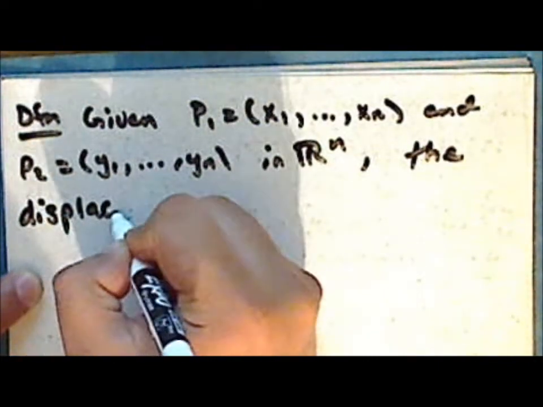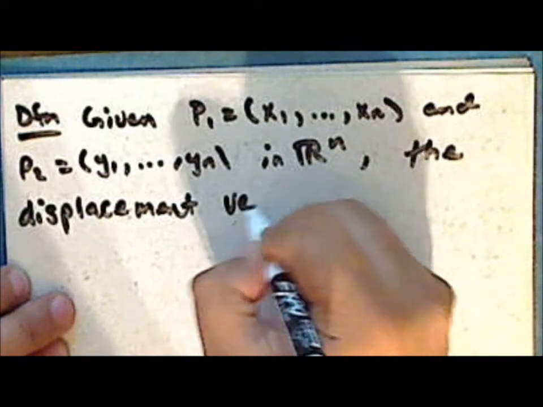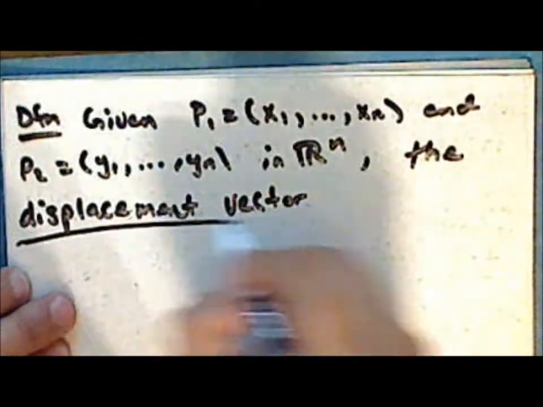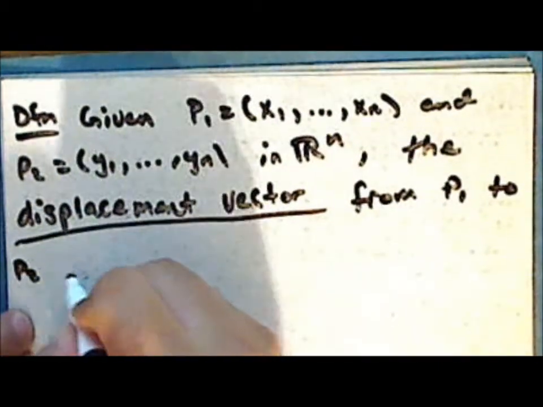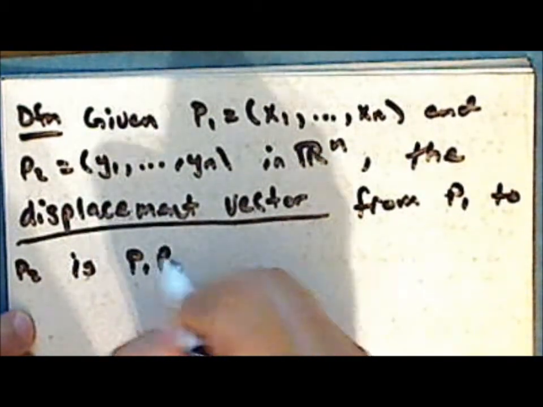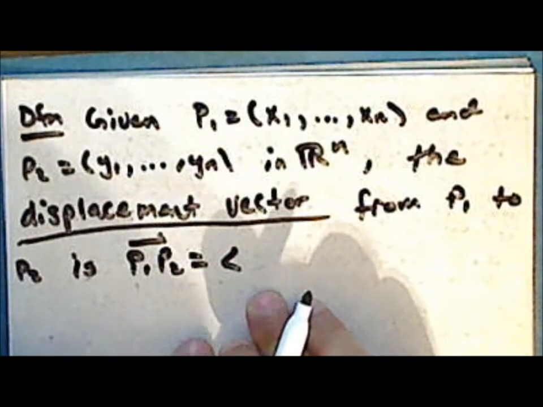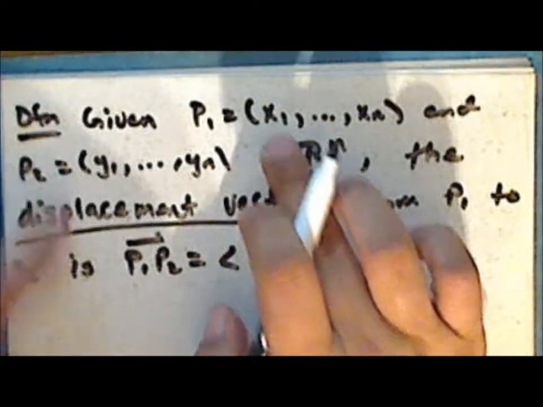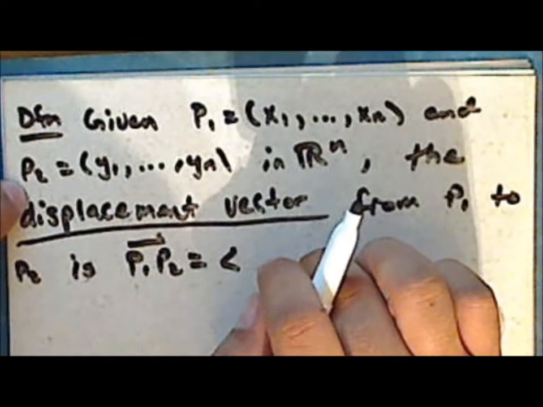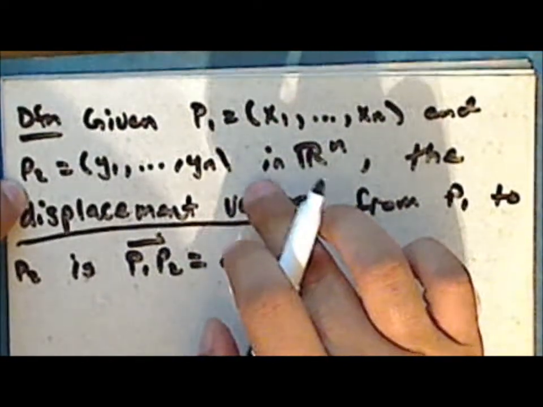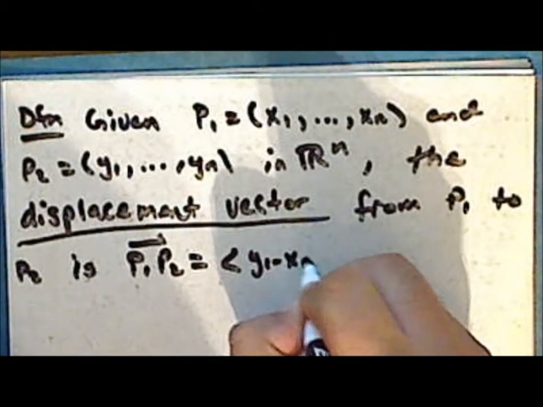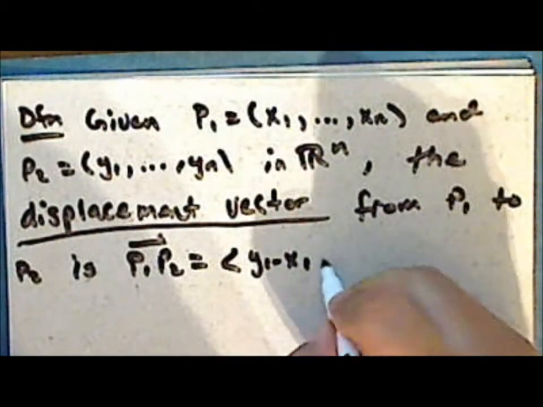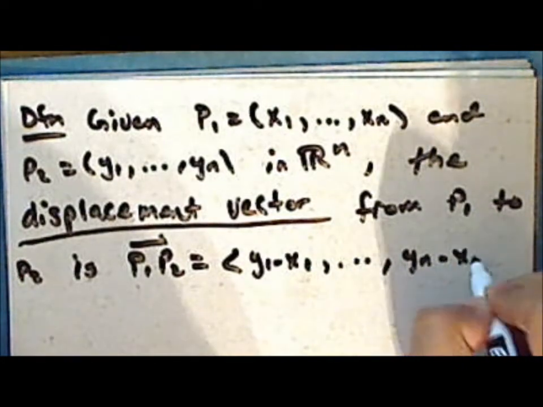The displacement vector from the point P1 to the point P2 is the vector whose components are the difference of the coordinates of the 2 points. The terminating coordinates minus the originating coordinates. So we have y sub 1 minus x sub 1, and so on, up to y sub n minus x sub n.